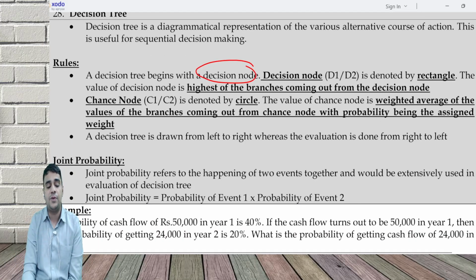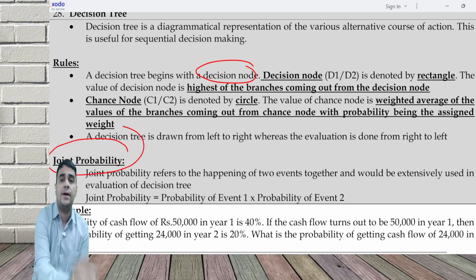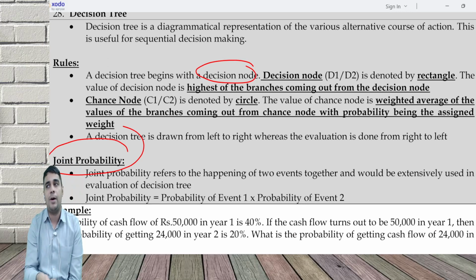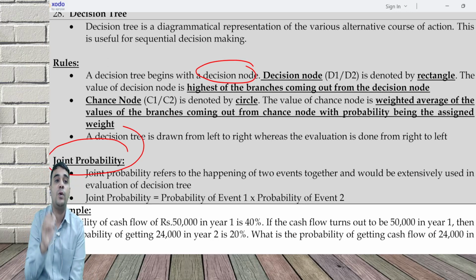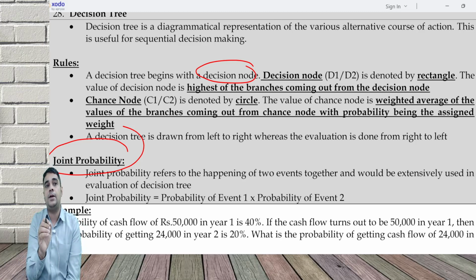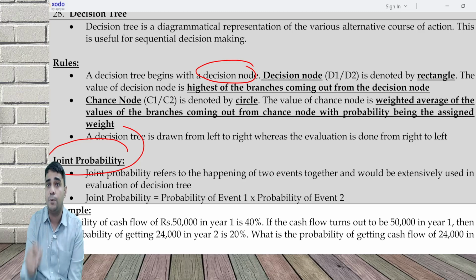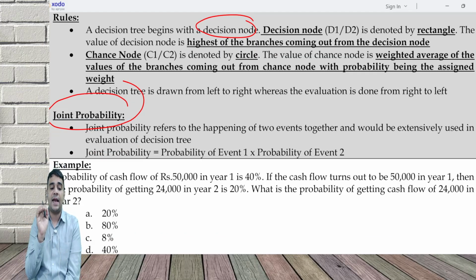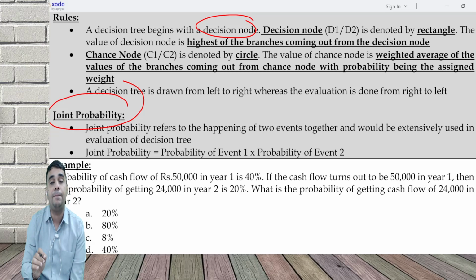To do all of this, somewhere joint probability is going to be very critical. We have analyzed joint probability at a few other places also. Joint probability is basically the happening of two events together. So joint probability of event 1 and event 2 happening together is equal to probability of event 1 into probability of event 2. Probability of getting a cash flow of 50,000 in year 1 is 40%.